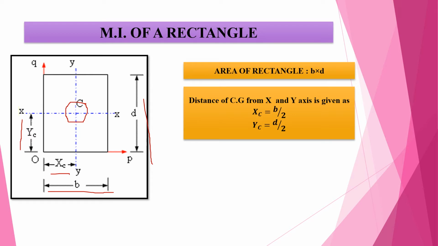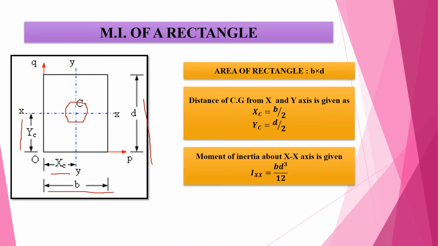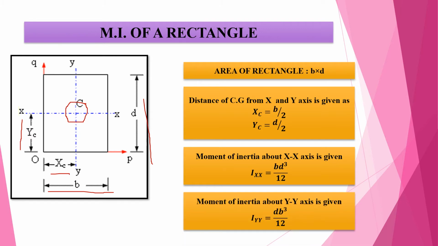Then the moment of inertia about the x-x axis for a rectangle is given as Ixx equals bd cube by 12, and the moment of inertia about the y-y axis for the rectangle is given as Iyy equals db cube by 12.